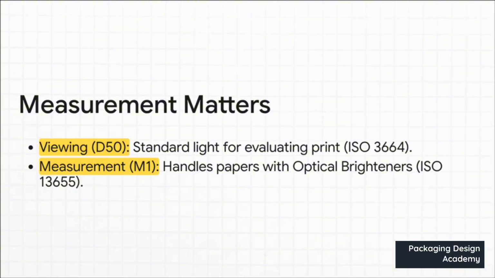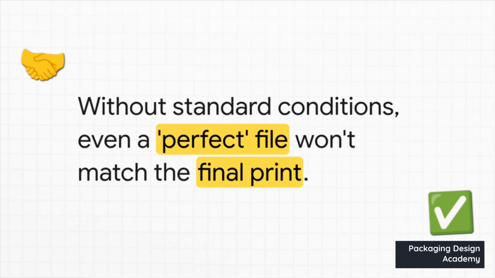That's what the M1 measurement standard is for. And this is absolutely critical. If you are looking at a printout under the warm lights in your office, and the printer is looking at it under cool fluorescent lights in the press room, you will never agree on the color. Ever. Even with a perfect file. Standardizing how you view and measure color is completely non-negotiable.